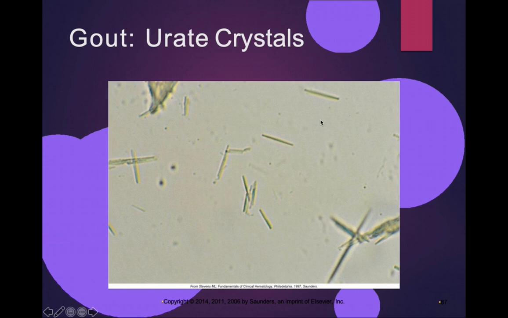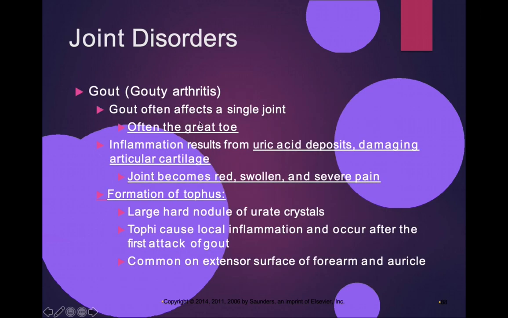So these are urate crystals, and these can deposit in a single joint, most commonly the great toe. It just gets red hot and swollen, basically. The inflammation results in these uric acid deposits. It damages the articular cartilage. The joint becomes red, swollen, and really severe pain to the point where they can't even get on a sneaker, or they have to cut out the top of the sneaker where the great toe is. That's how painful it is.